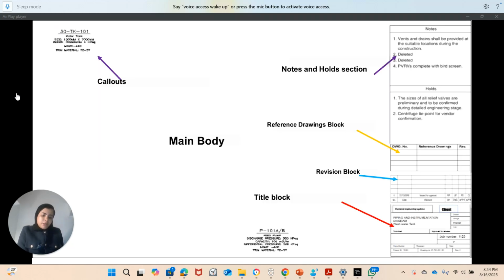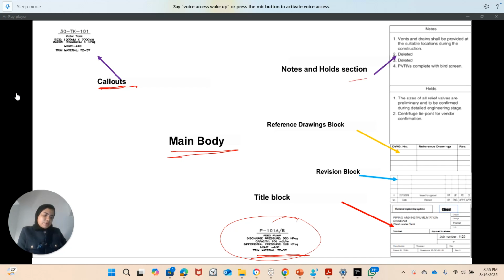Okay, so here in this slide is basically the anatomy of a P&ID. Here in the middle you have the main body, where all of the equipment and all of the elements will be represented. So all of the pumps and the vessels will be in this part. At the top you have the callouts. Also sometimes the rotating equipment is placed down. And basically any element which exists in the main body should also be represented in the callout section.